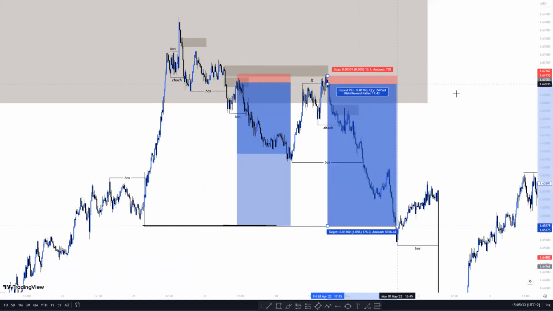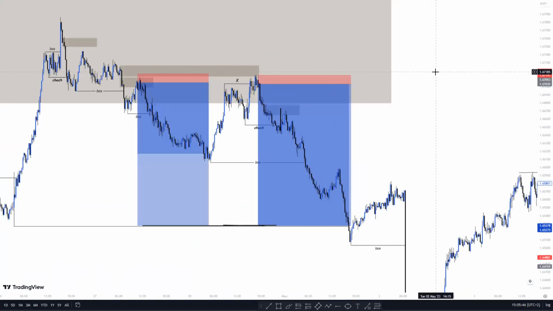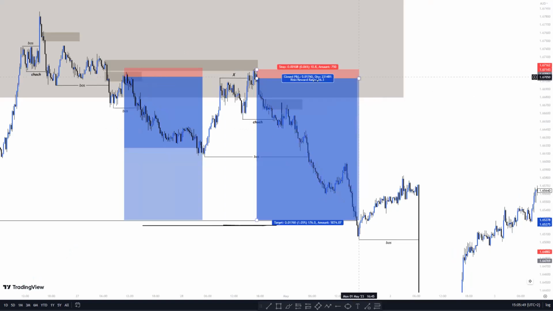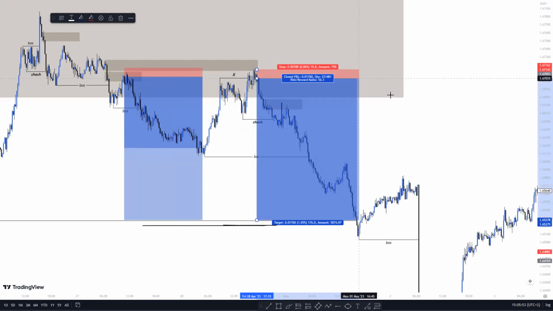Yeah, that's 1 to 17 also. Let's just increase this a bit. Let's just say 11 pips. Yeah, just leave it there. Right. Yeah, let's just leave it there.